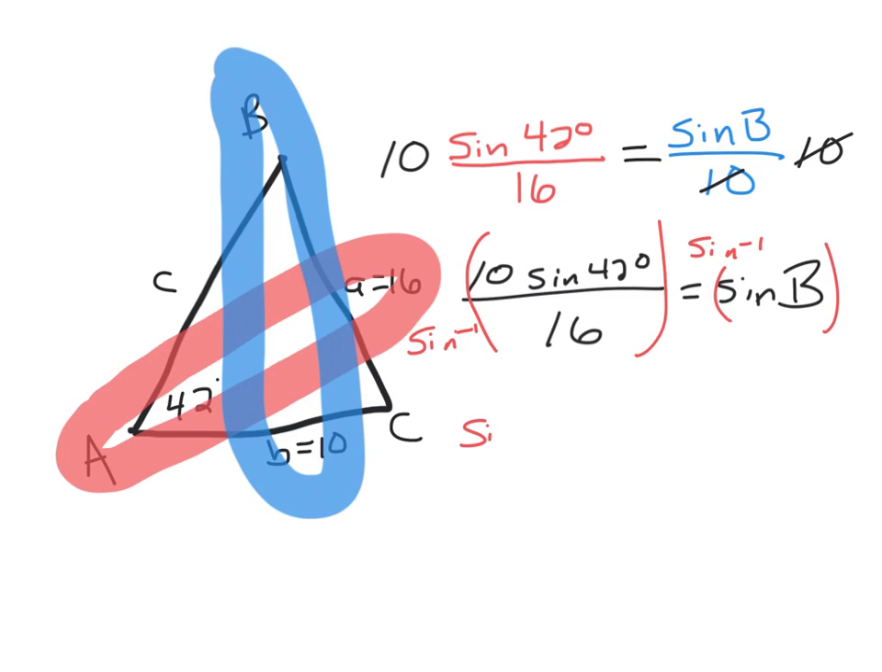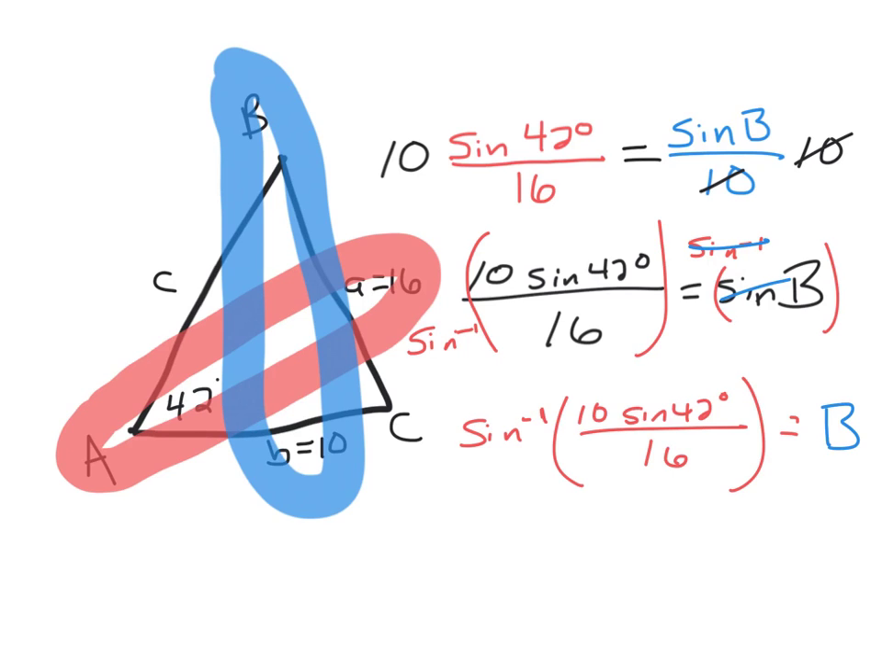So on the left, this is what you're going to be typing into your calculator. Sine inverse of 10 sine of 42 degrees divided by 16. On the right side, sine inverse and sine cancel, and you're left with B. So all the math here is done. Now it's just your calculator's turn to finish this off.